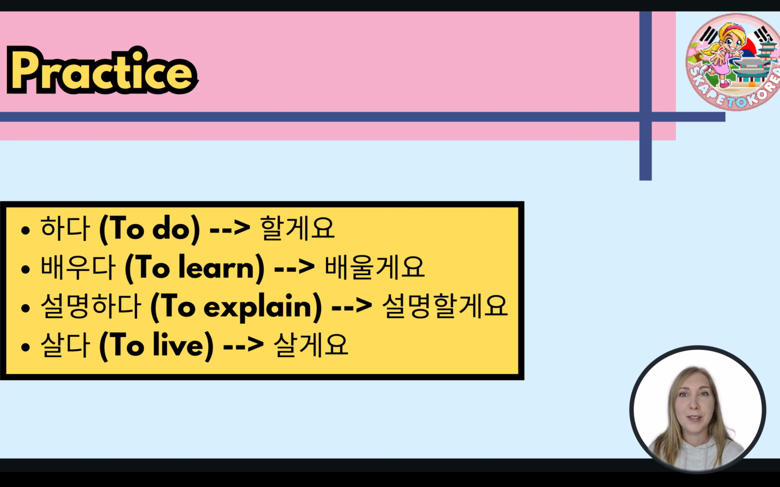Alright, so we've got 하다, to do, which becomes 할게요. 배우다, to learn, becomes 배울게요. 설명하다, to explain, becomes 설명할게요. And 살다, to live, becomes 살게요.